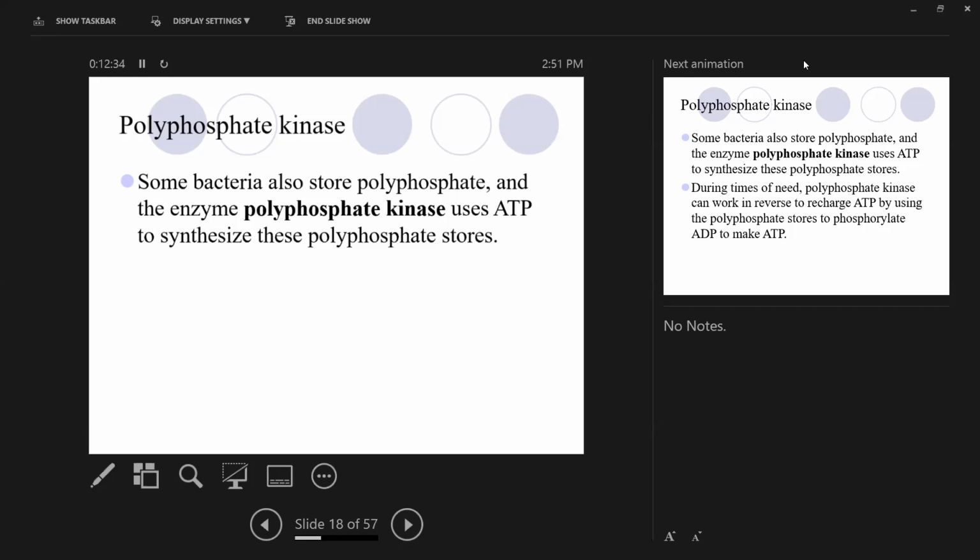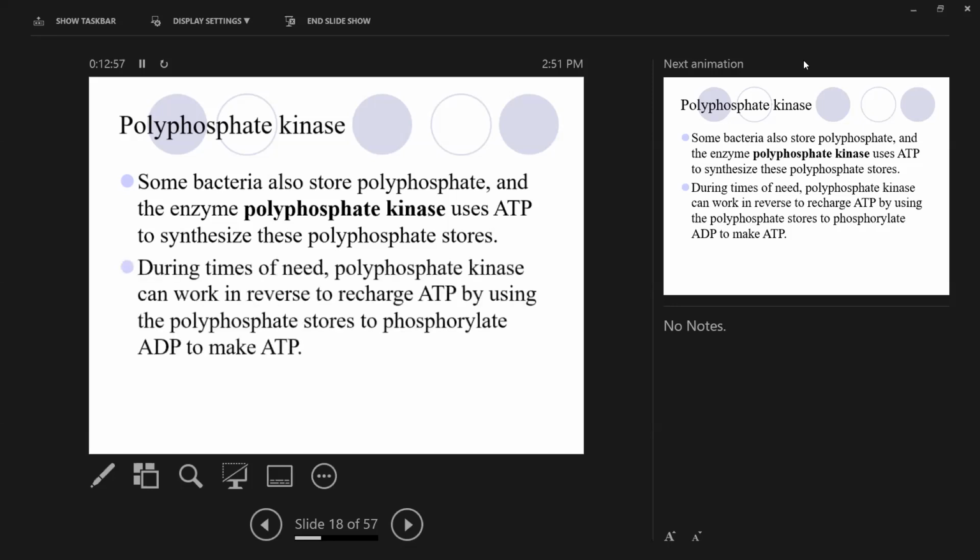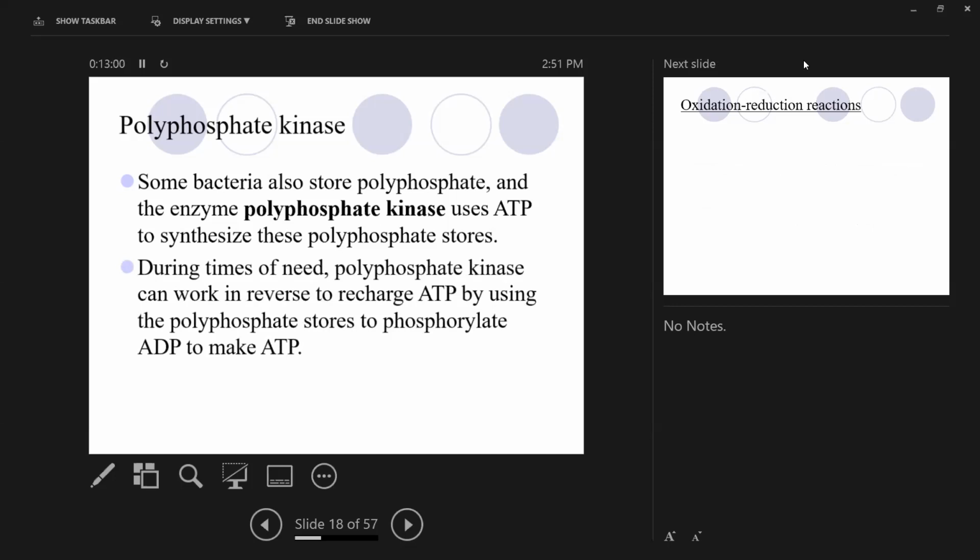The other way they do it is something called a PHB body, polyhydroxybutyrate. They store polymers of polyhydroxybutyrate, and in an electron microscope, those look like big whitish bodies inside the cell. PHB is another way they store energy. So in times of need, if you want to charge up that ATP, you just take phosphate from the polyphosphate body and stick it onto ADP to make ATP. And that enzyme will do it. It just works the other way.